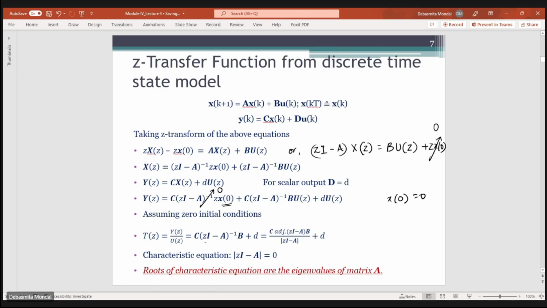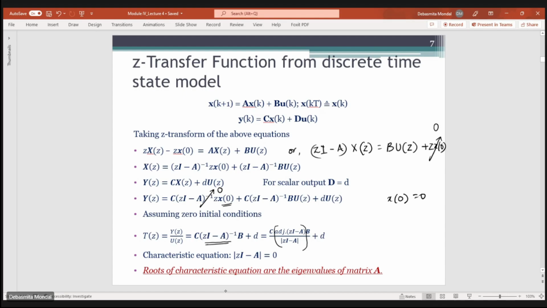And this ZI minus A inverse can be written as adjoint of ZI minus A divided by the determinant of this matrix ZI minus A, and you have C and B before and after it, as a multiplication. So you have C multiplied by the inverse of ZI minus A multiplied by B. This is how, if you have the state equations in the discrete domain, from the state equations you can find the corresponding Z transfer function.